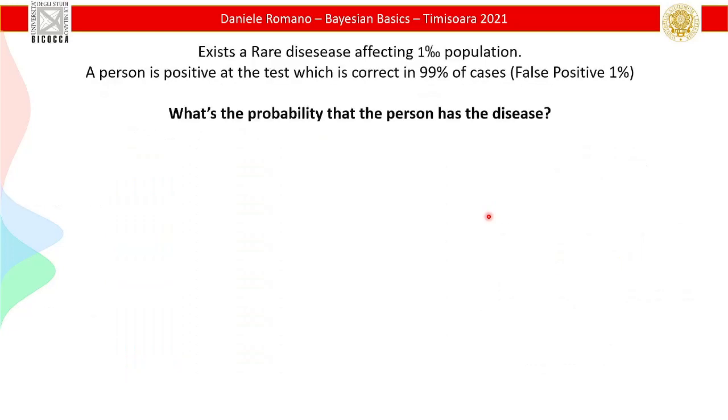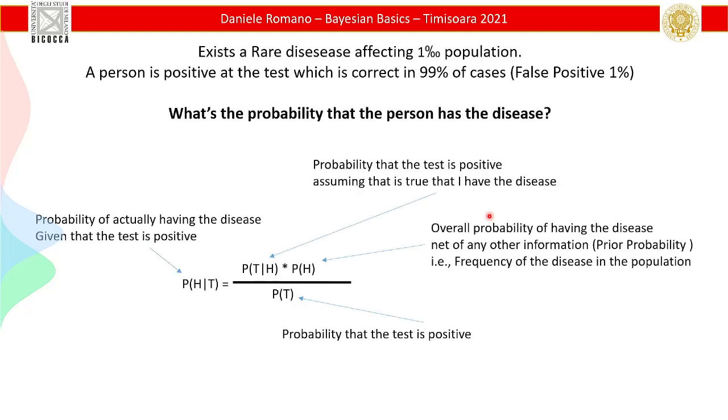And we can see another example close to us. Let's imagine that there exists a rare disease that affects 1 person in every 1,000. A person tests positive, and the test is correct in 90% of cases, so it has a false positive rate of 1%. What's the real probability of having the disease in this kind of situation?